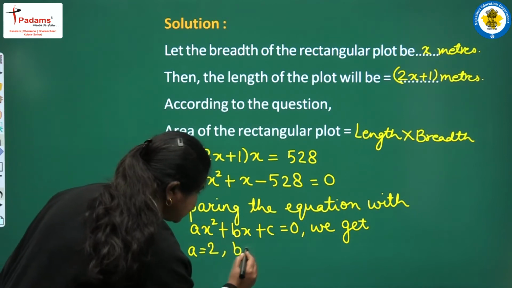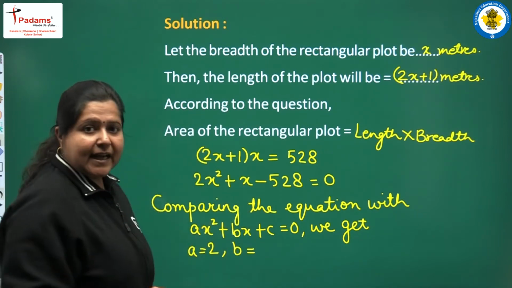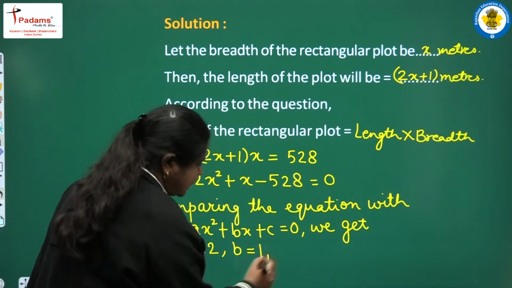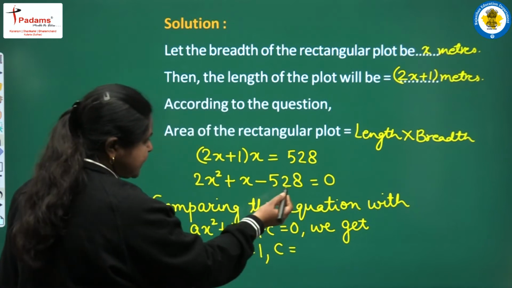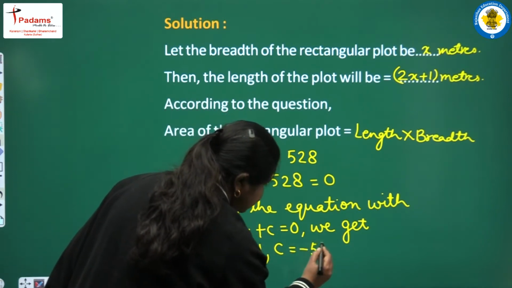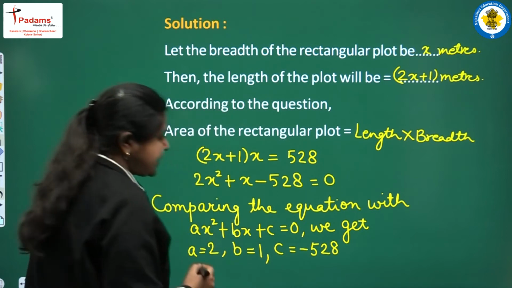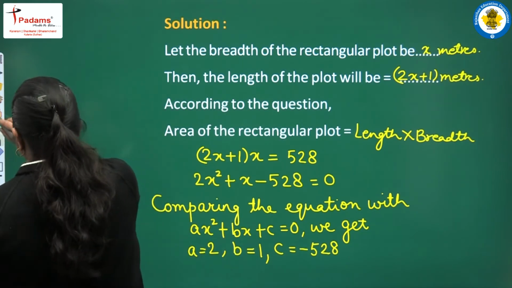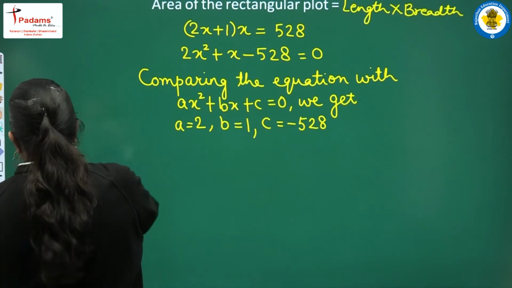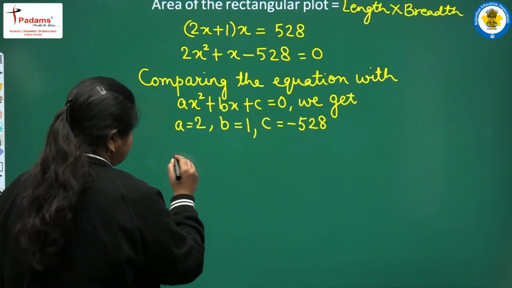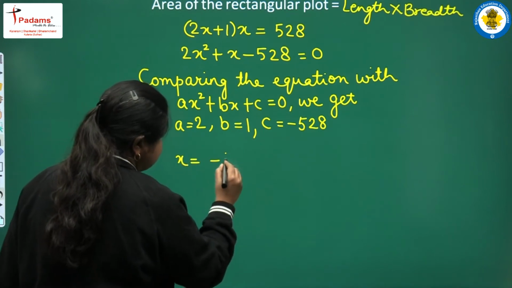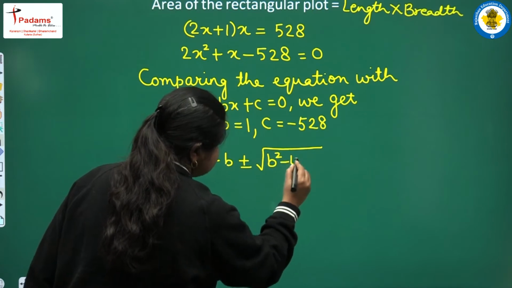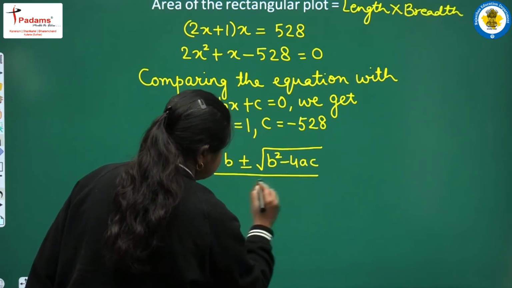Then b is the coefficient of x and here no number is visible with x, meaning it is 1. So the value of b is 1 and c is the constant here and it is equal to minus 528. We will be taking the sign along with the number, remember this. Next, we will be now bringing the quadratic formula in picture. Now, x is equal to minus b plus minus under root b square minus 4ac upon 2a.